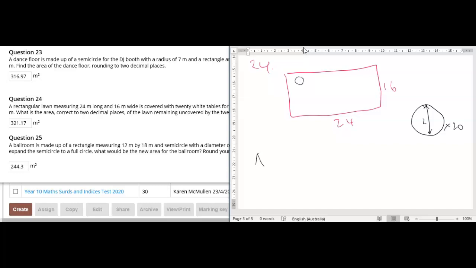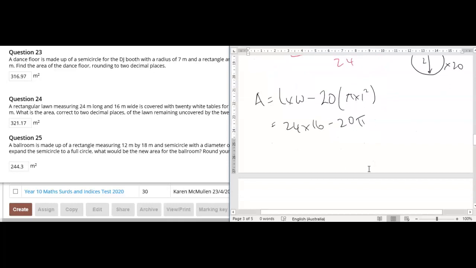So effectively, our formula is going to be the area of this shape, which is length times width, take away 20 tables. Now we've got a diameter of 2, so that means your radius is 1. So it's going to be pi times 1 squared, which is just pi. So 24 times 16 minus 20 pi. And I'm going to do that on my calculator.